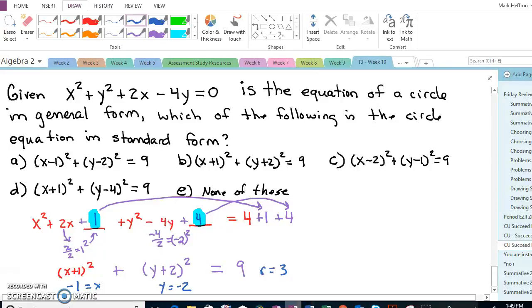this wouldn't be x plus 2, this should have been x minus 2. That's the only way that we could get this factored, to have a negative 4 in the middle. So we are looking at A is the answer.